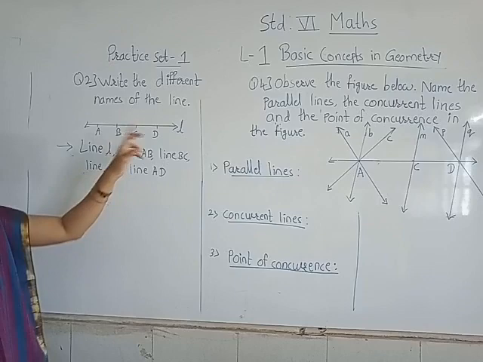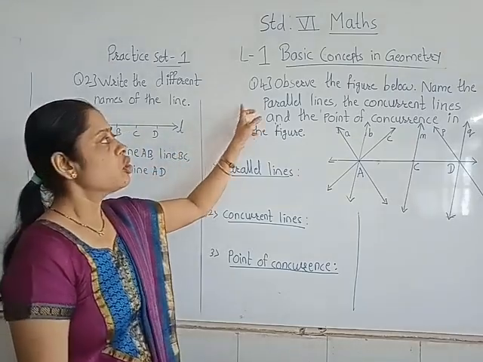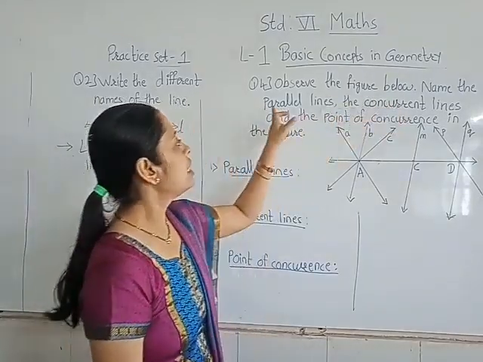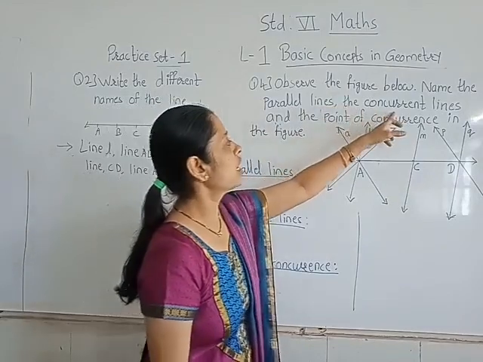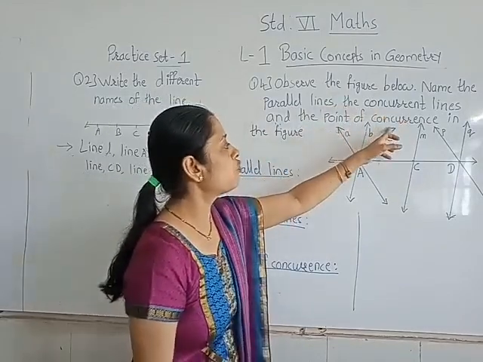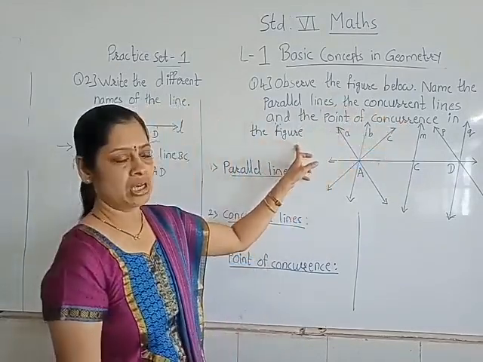Now come to the fourth question. Observe the figure below and name the parallel lines, the concurrent lines and the point of concurrence in the figure.